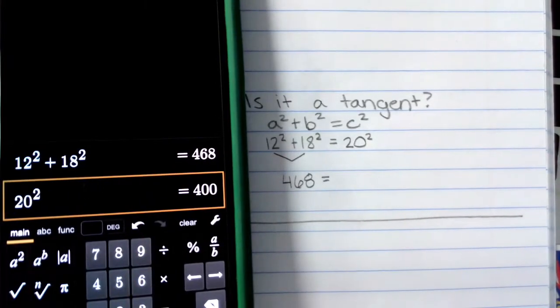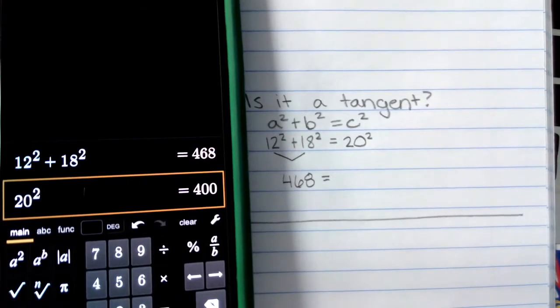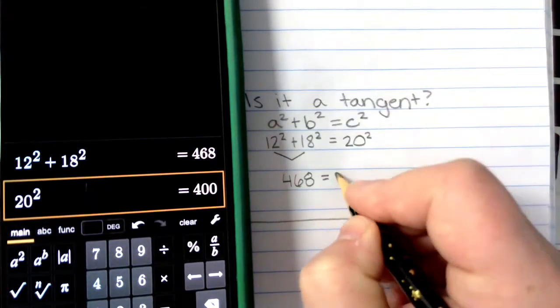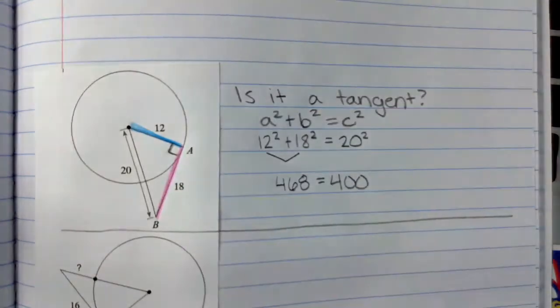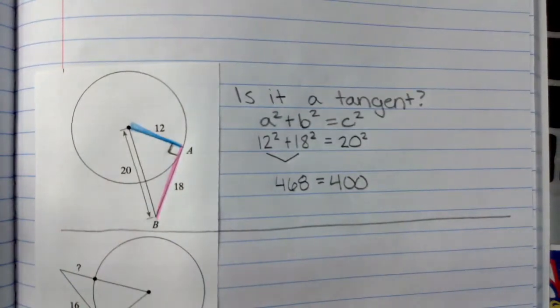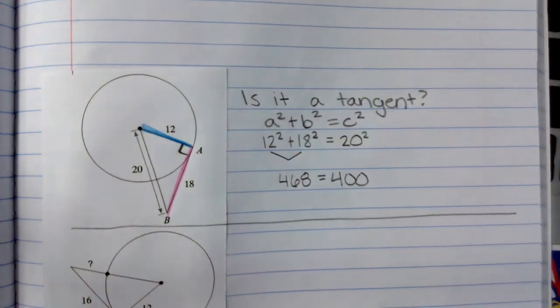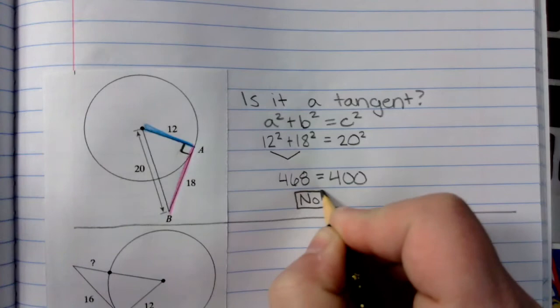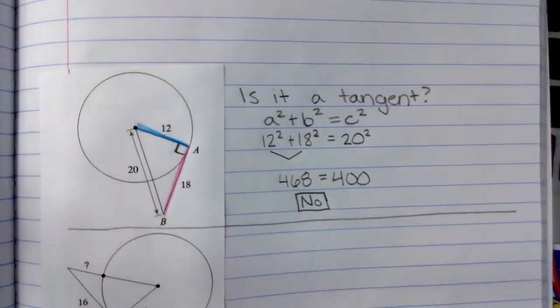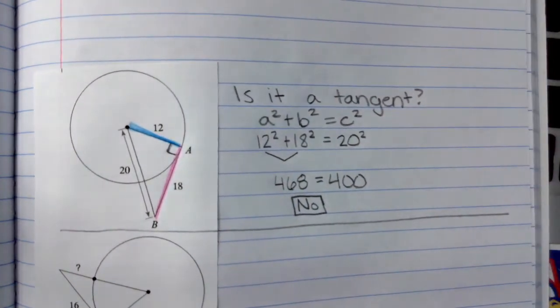20 squared is 400. Are they equal? No. So is it a right angle? So is it a tangent? No. To make it a tangent, it would have to make that 90-degree angle. It would have to be equal with that Pythagorean theorem. It had to be like 400 and 400, or 468 and 468.